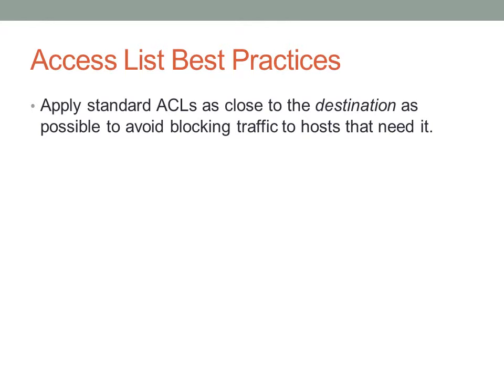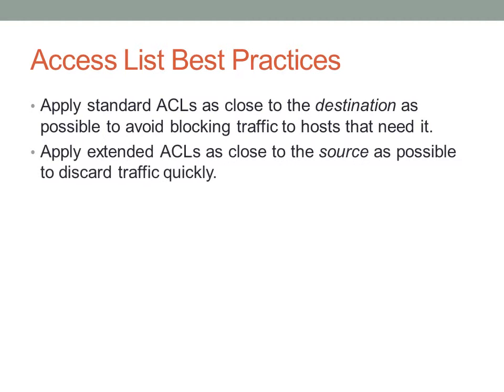Some best practices for access lists here. You should apply standard access lists as close to the destination as possible. Basically, the reasoning for this is because you only specify the source when you specify a standard access list, and you don't want to accidentally limit a particular source, so you want to apply it as close to the destination as possible, so you don't accidentally cut off that source from resources it might need to access.